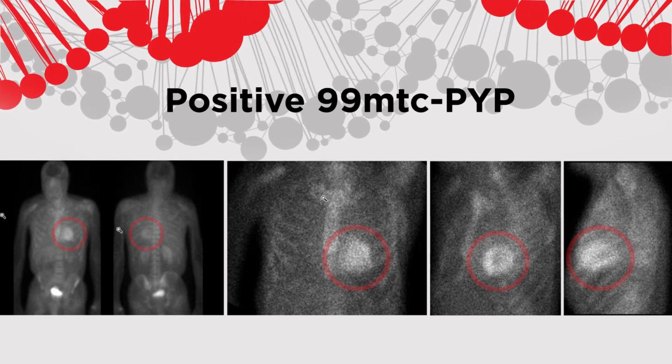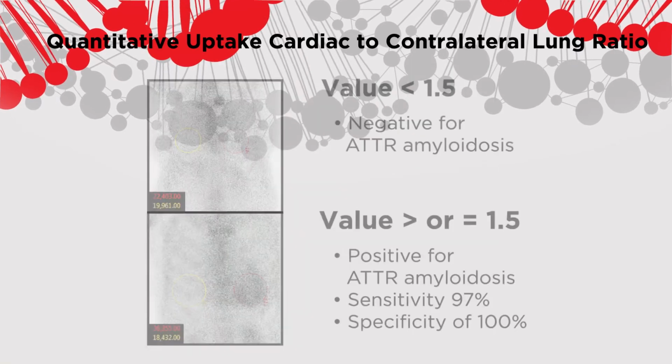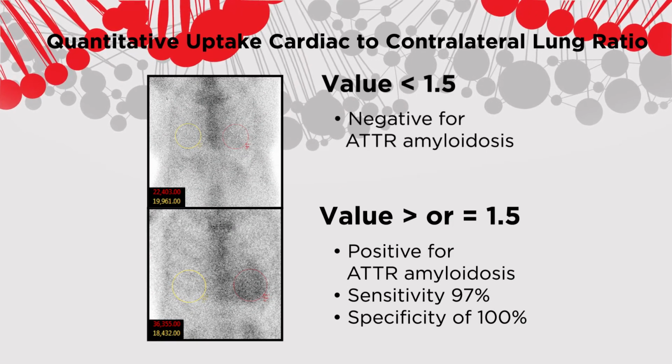Let me take it even further. If we do quantitation and put a region of interest over the heart, and then take the same region of interest and put it around the contralateral chest, the other side, and we calculate the counts within the heart and the counts within the contralateral chest, also known as the cardiac to contralateral chest ratio, if the ratio in uptake is 1.5 and above, the sensitivity for the diagnosis of ATTR amyloidosis is 97%. The specificity is 100%.